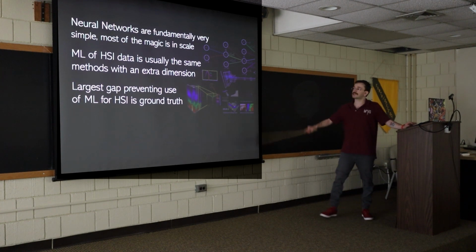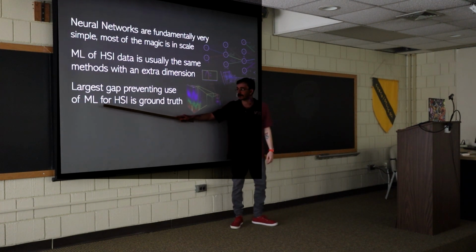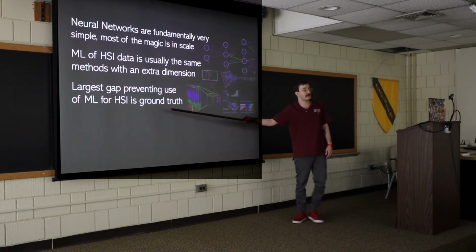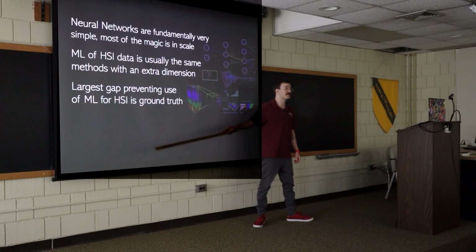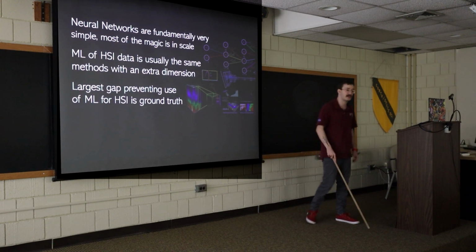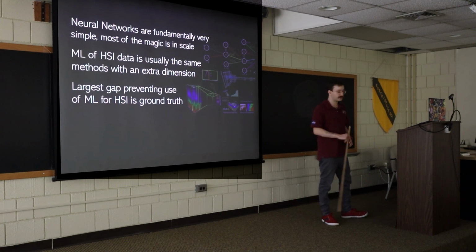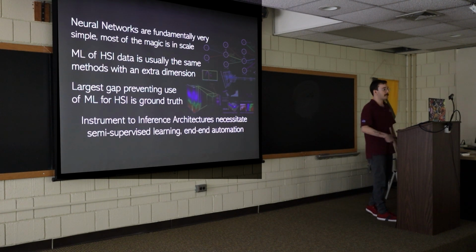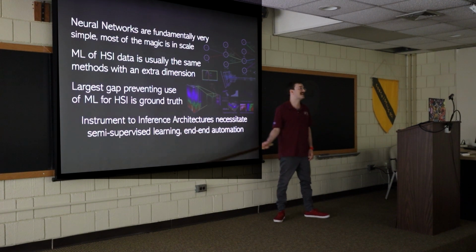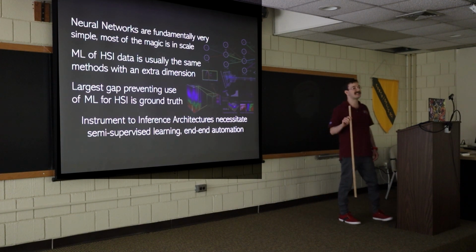And it seems like the largest gap preventing us from using machine learning for hyperspectral images, other than those that just want to sell it to you, is ground truth, right? Because if we're going to solve problems with machine learning, we're going to need to spend a lot of time building a model for every problem we want to solve. And then are we really doing more work than we needed to in the first place? And so this is pointing out that these instrument-to-inference architectures are going to necessitate semi-supervised learning and end-to-end automation.